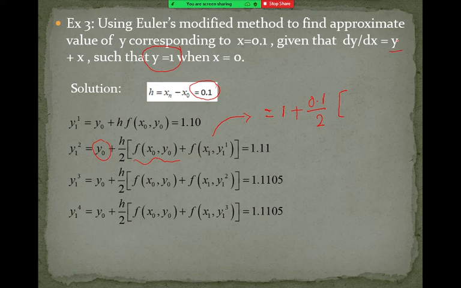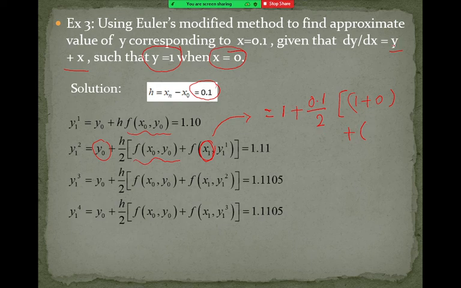then square bracket f of x0 y0. Now, f of x0 y0 means y plus x, which you can also write directly. So f of x0 y0 is y0 plus x0, and here y0 is 1, x0 is 0, so it is 1 plus 0. This is f of x0 y0 plus f of x1 y11. Now what is x1 first? 0.1. Correct, because x1 is equal to x0 plus h, and x0 is 0, h is 0.1, so x1 is 0.1.